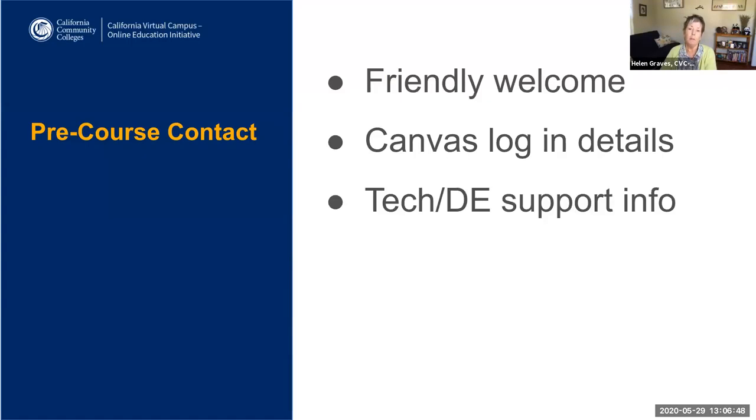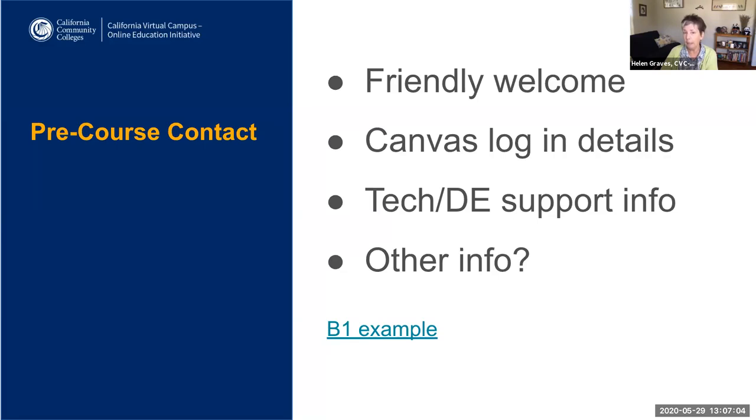Well, at a minimum, it should include a friendly welcoming statement, Canvas login details, tech and/or distance education support information, and anything else you feel is important that they know before they start the class without overwhelming them. So that might be textbook information, the title, where to buy it. It might be week 1 requirements, those kinds of things.